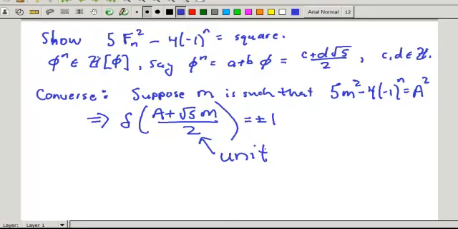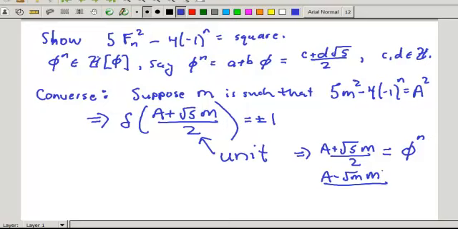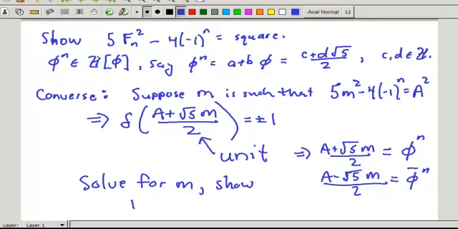But we said the units are powers of the golden ratio. So that's going to tell us that a plus root 5 m over 2 is some power of this golden ratio. And then the conjugate would be a power of the conjugate of the golden ratio. And if you add those two things together, we should be able to get a formula, solve for m, and show that it coincides with a Fibonacci number, because we know the formula for the Fibonacci numbers. All right, well, there's some hints. You can play with that if you want to enjoy that problem.